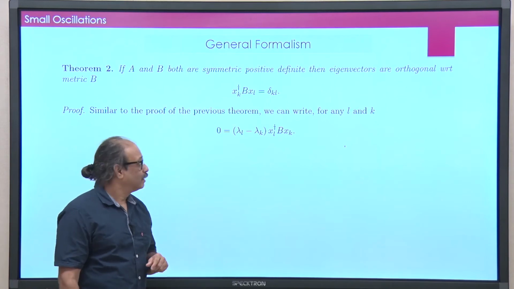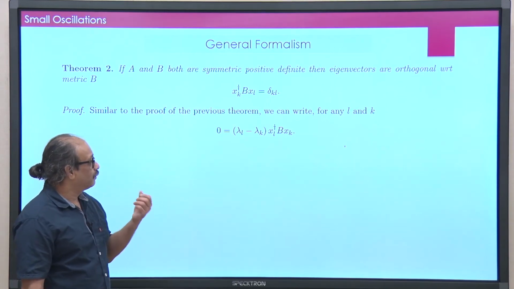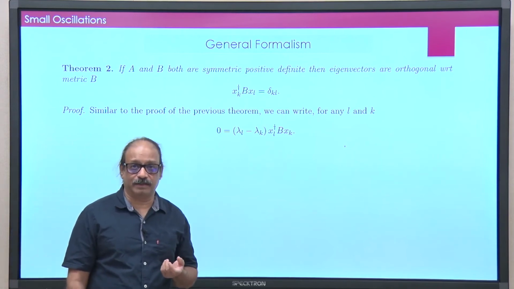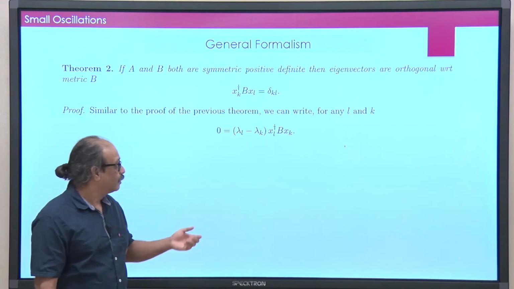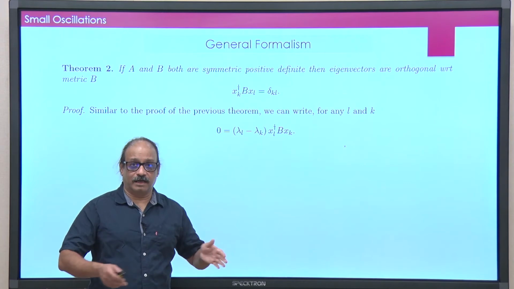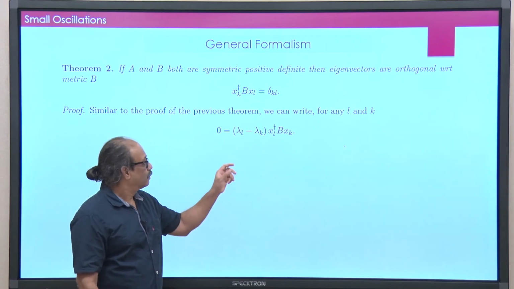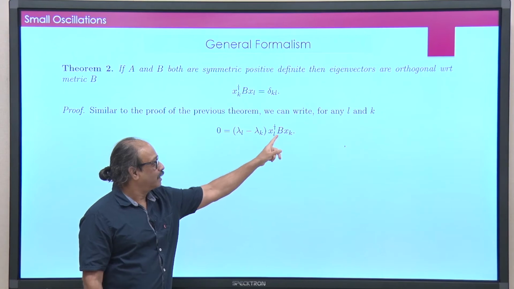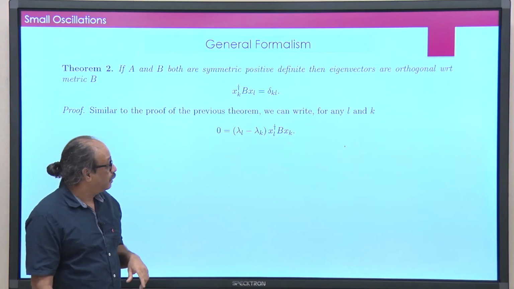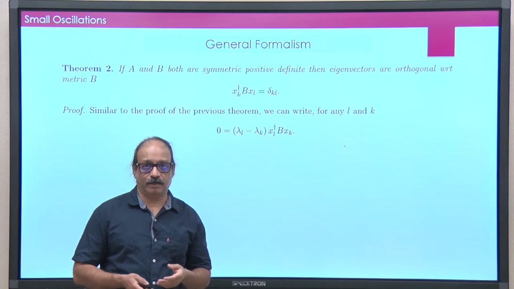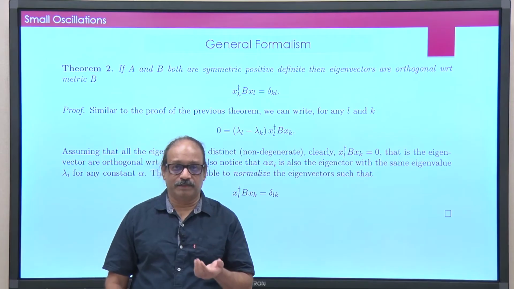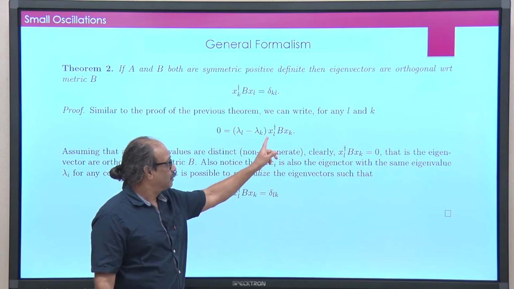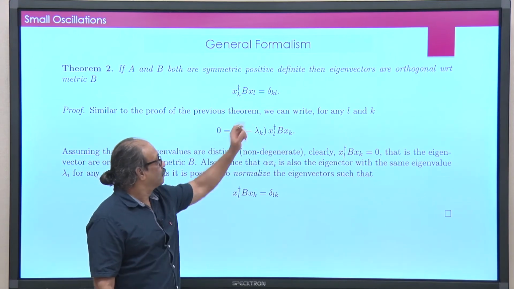Once you come to this point, let me say that if we are talking about a non-degenerate situation where lambda k and lambda l are not equal to each other, or in other words all eigenvalues are distinct from each other, then this will not be 0. In that case x l B x k must be 0. Okay. So that immediately establishes that if lambda k is not equal to lambda l, the two eigenvectors obey this condition.